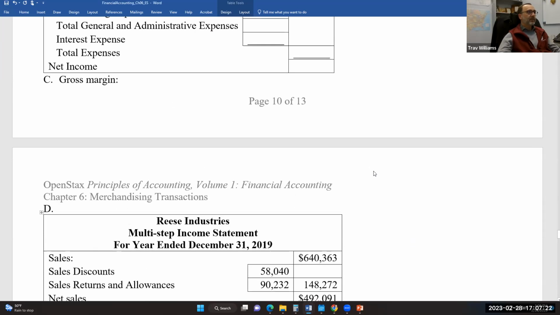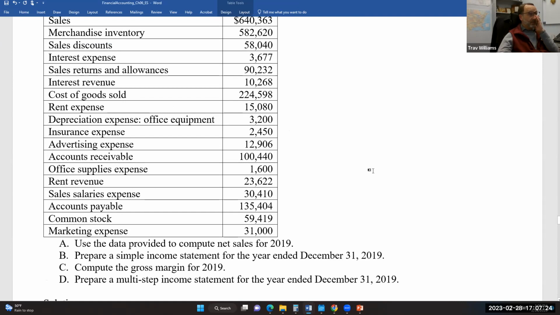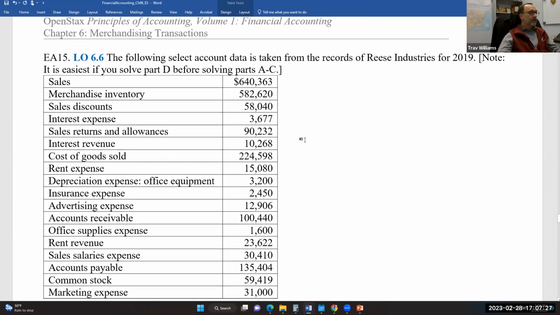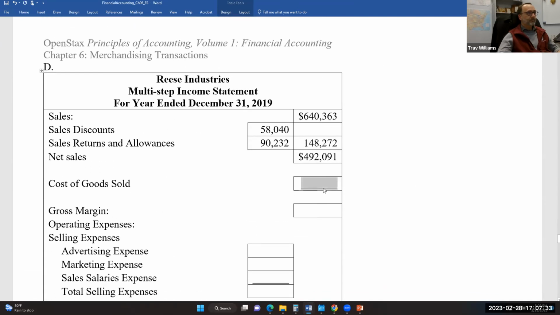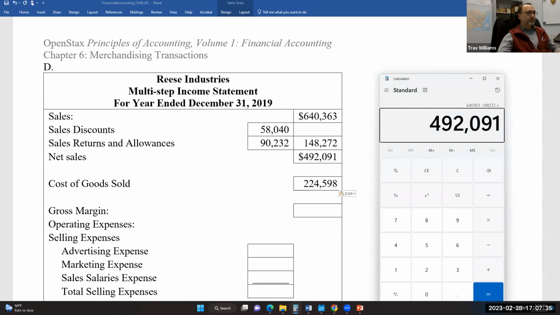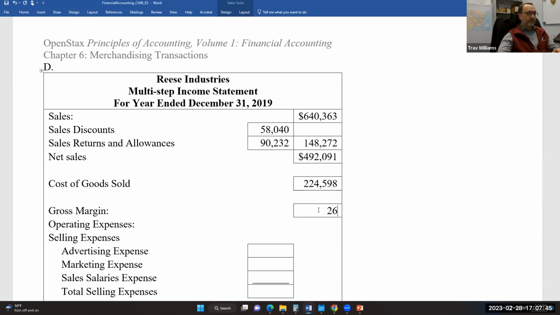Then we can subtract cost of goods sold, which we can get up here somewhere. Okay, we see cost of goods sold. That gives us a gross margin, or sometimes it's called gross profit margin, 267,493. Okay.